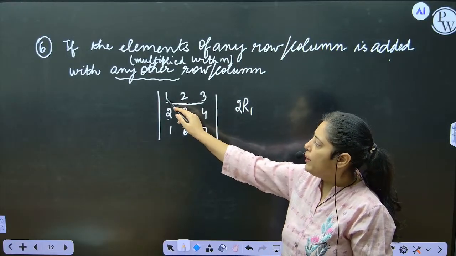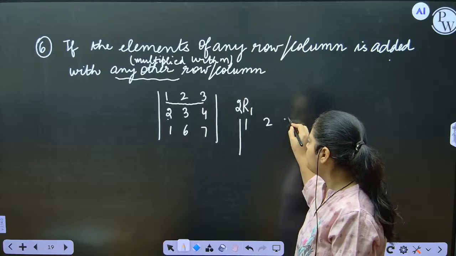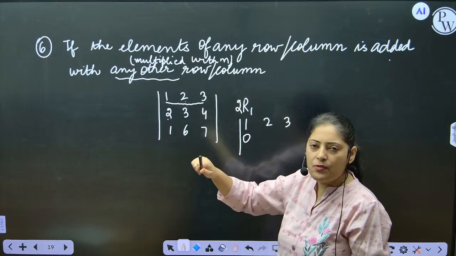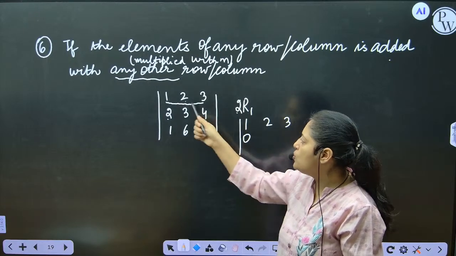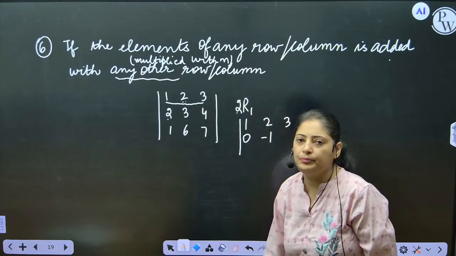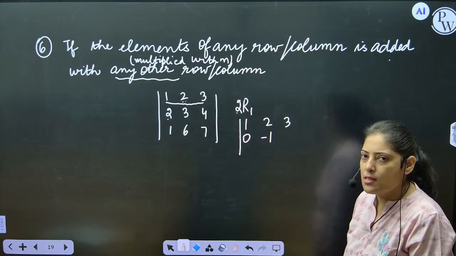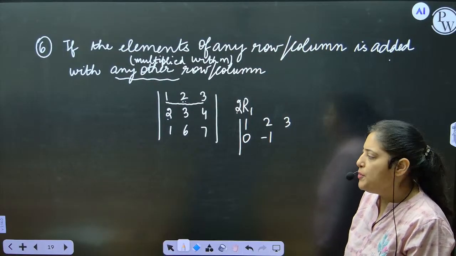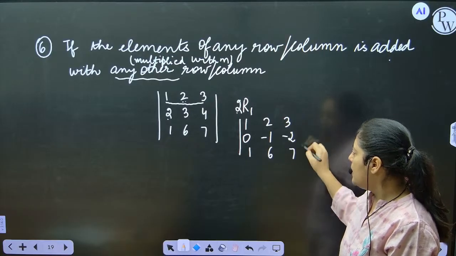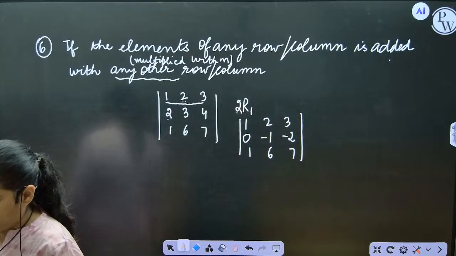So what will it become? 1. 1 times 2 is 2, 2 minus 2 is 0. Similarly, I multiply this with 2 also: 2 times 2 is 4, 3 minus 4 is minus 1. This I am multiplying with 2, so 3 times 2 is 6, 4 minus 6 is minus 2. Then 1, 6, 7. This determinant value and the earlier one will come out to be the same.